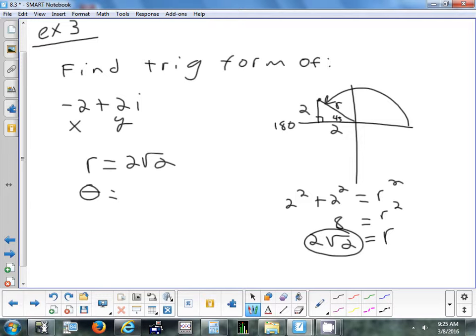Okay, but let's say you couldn't use that kind of reasoning to figure it out. Let's go through the formula and see what we get. Okay, Derek, what quadrant am I in? 1, 2, 3, or 4? We're in quadrant 2. What's my formula for theta in quadrant 2?